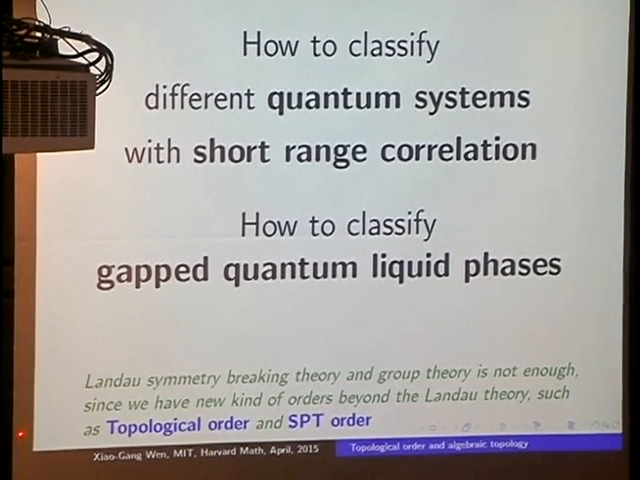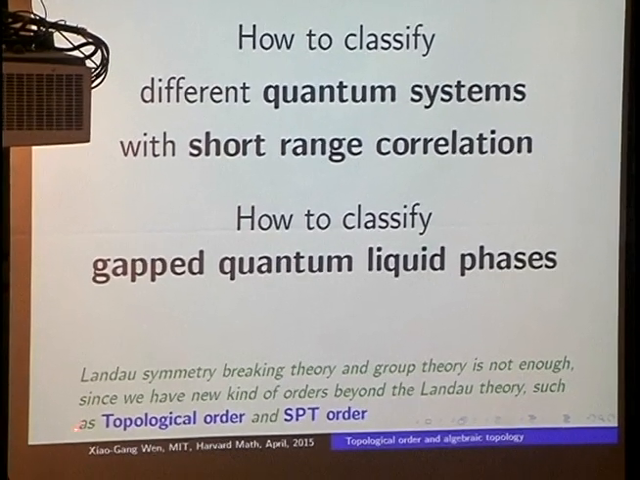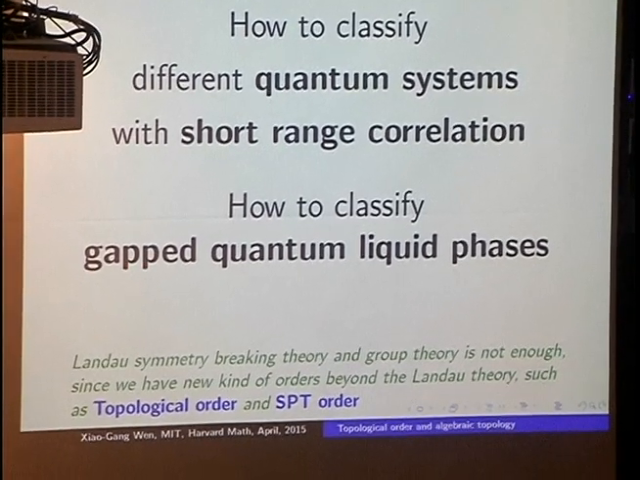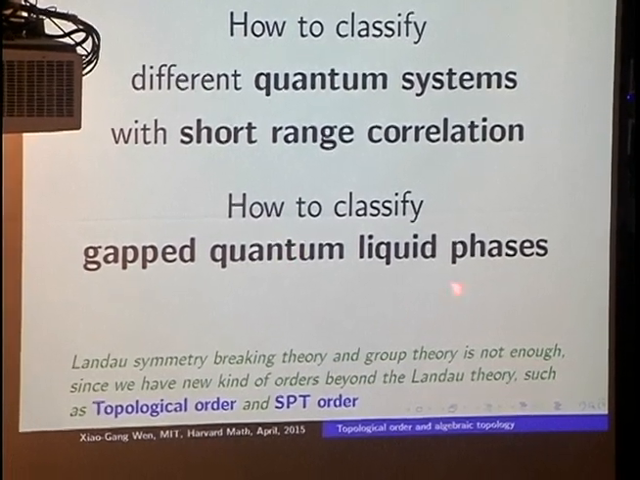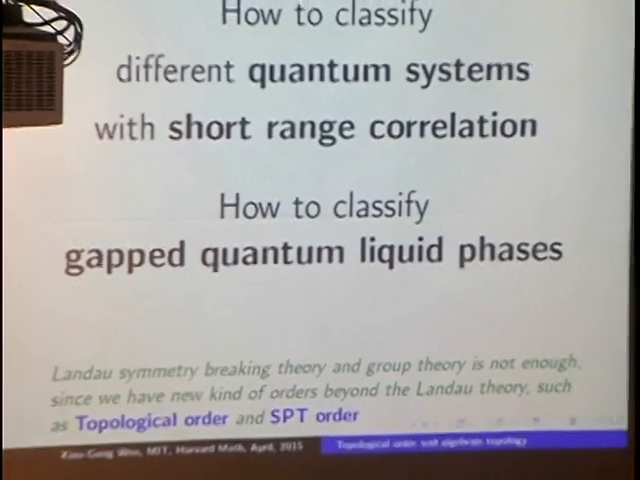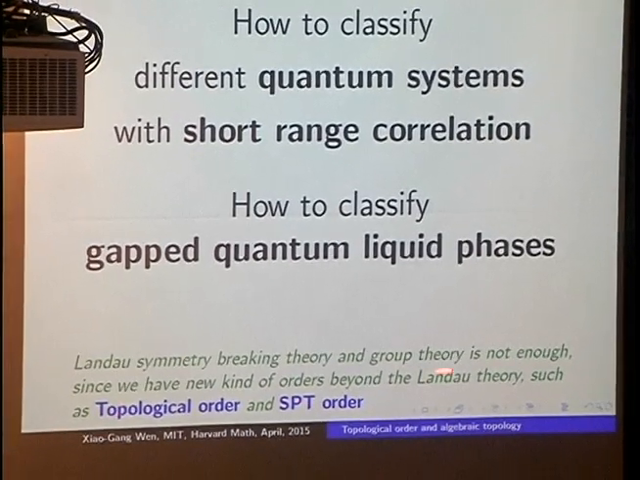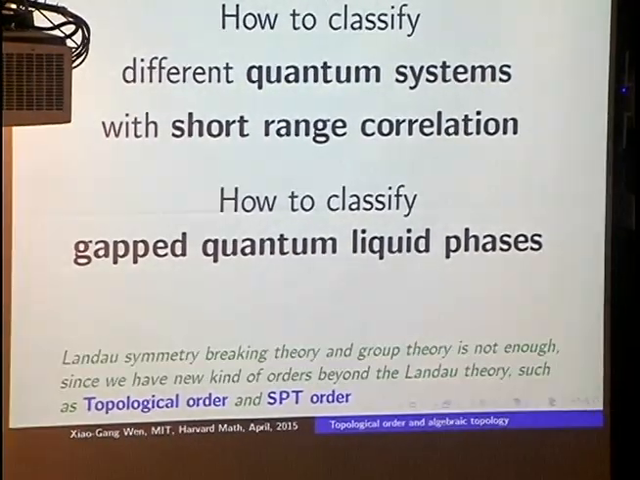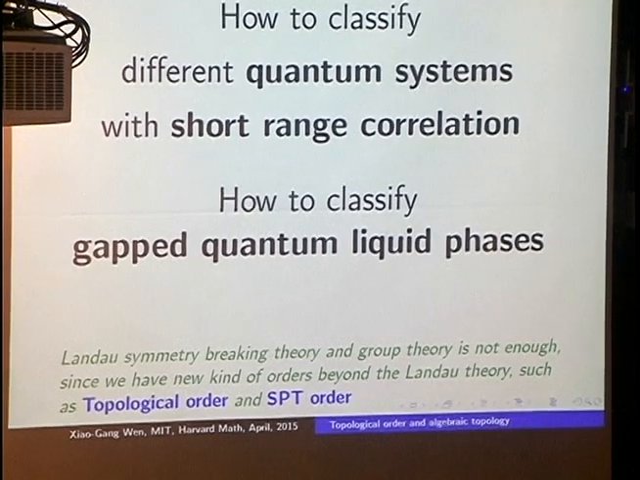Just by studying the symmetry, we get everything. But it turns out that's not correct. Actually, there are a lot of phases of matter which are beyond Landau's symmetry theory. They are not classified by group theory, not classified by symmetry. They are classified by something else. They contain a new kind of order we call topological order or SPT order. So therefore, we have to revisit the problem.